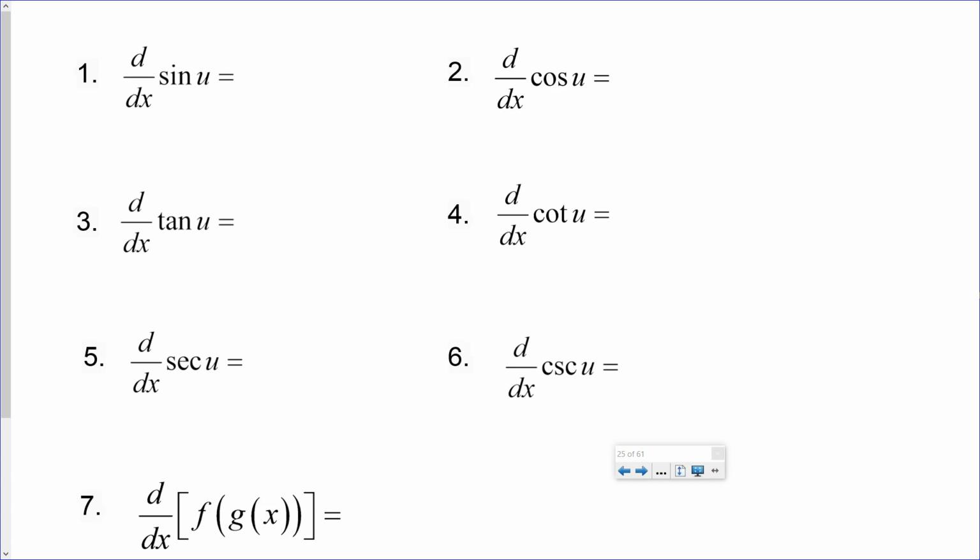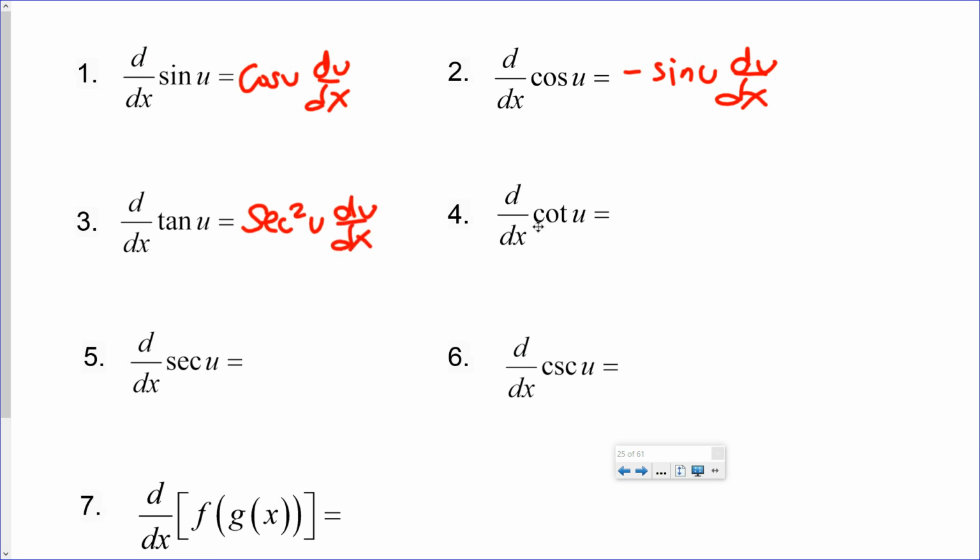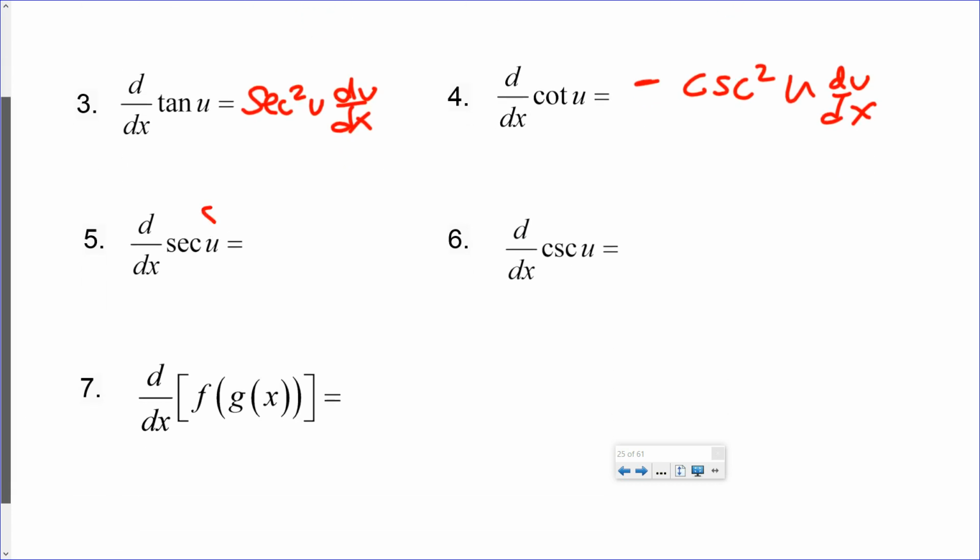Yes. Okay. So guys, what's the derivative of sine u? What's the derivative of cosine u? What about tangent u? Secant squared. Okay. What about cotangent? Negative cosecant squared. Okay. Don't forget the u though. U, du, dx. All right. What's the derivative of secant u? Secant u, tangent u, du, dx. What's the derivative of cosecant then? Negative cosecant u, cotangent u, du, dx.